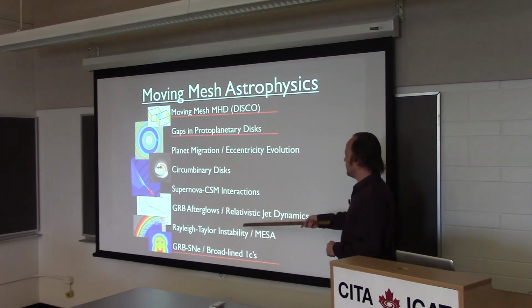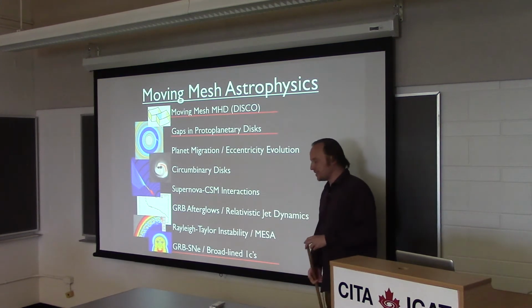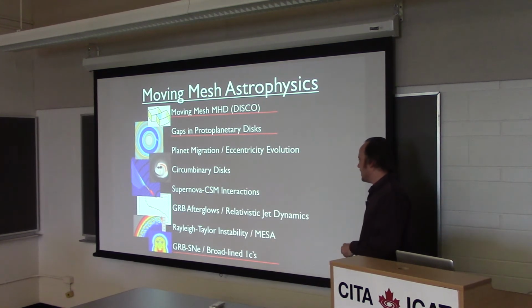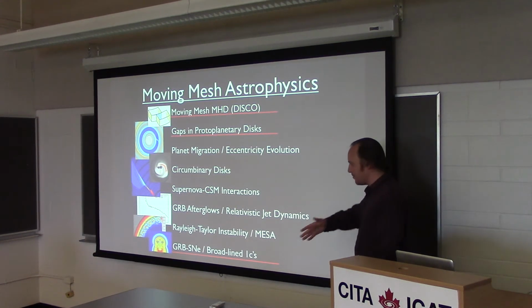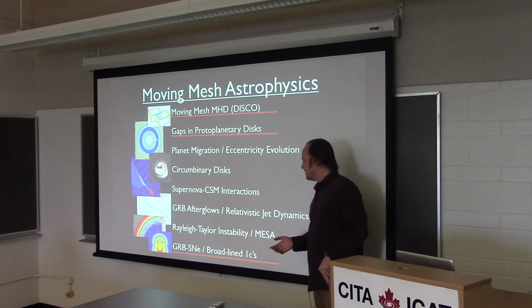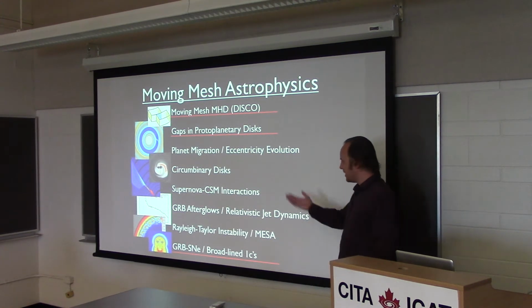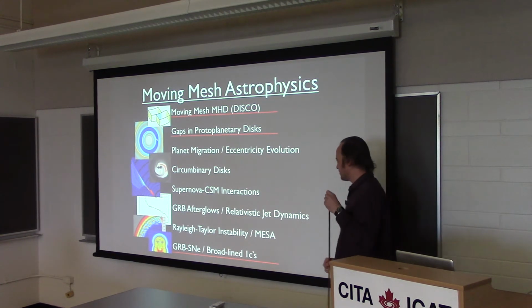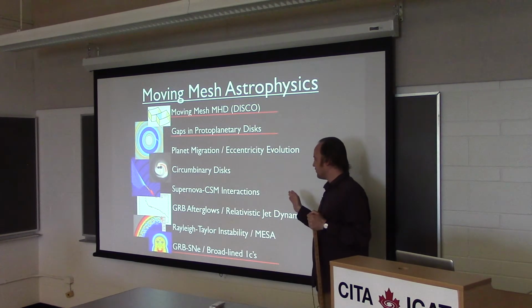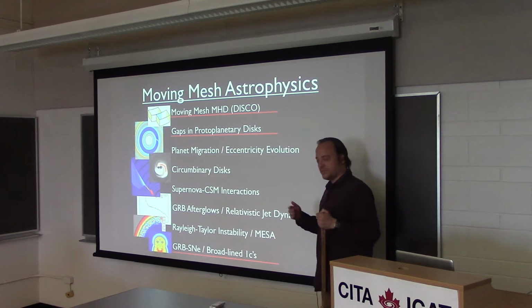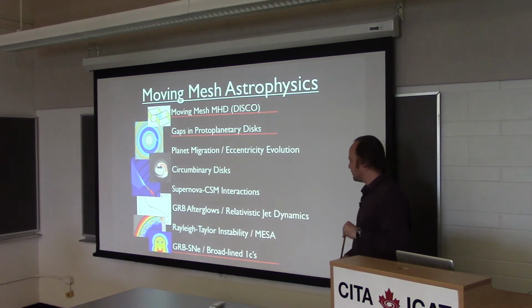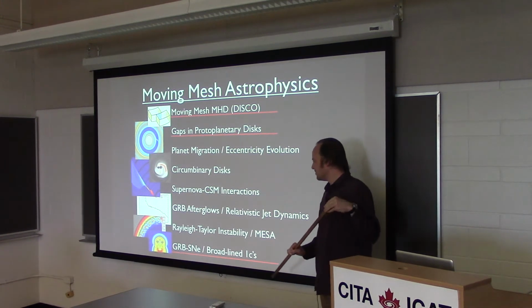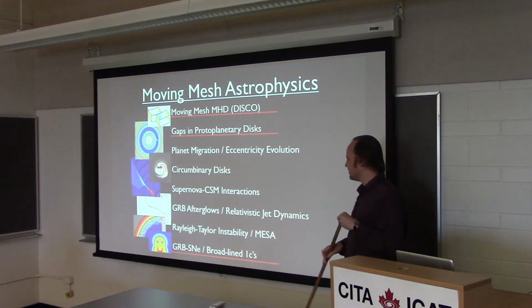I've also done work on gamma ray bursts, in particular GRB afterglows, and the dynamics of relativistic jets. After the initial burst of gamma rays, which is the prompt emission, there's a long extended period where we see emission across the electromagnetic spectrum. That's the afterglow. We're still actually seeing the afterglow from the neutron star merger event, 170817.